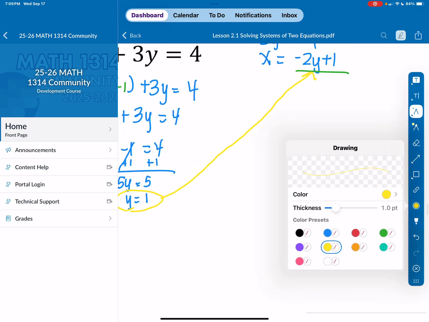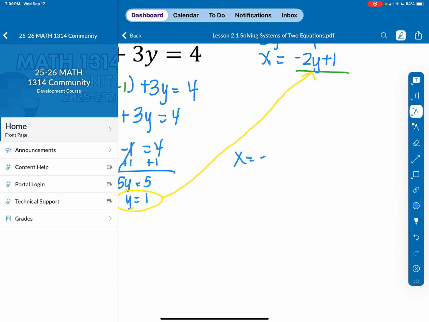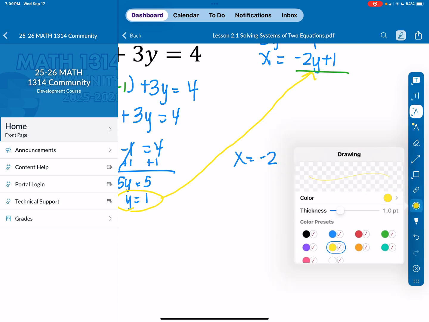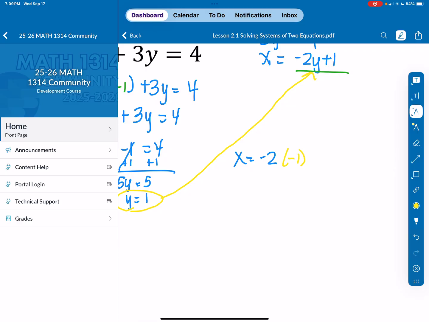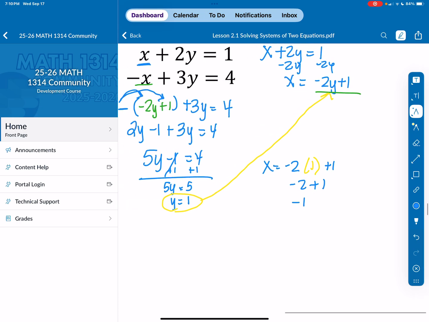So I would have x equals negative 2 times positive 1. I'm sorry, hold on. Sorry. Times 1. There we have it. And then plus 1. So as I saw this, negative 2 times 1 is negative 2. Negative 2 plus 1 is negative 1. So my answer as an ordered pair would be negative 1, 1.